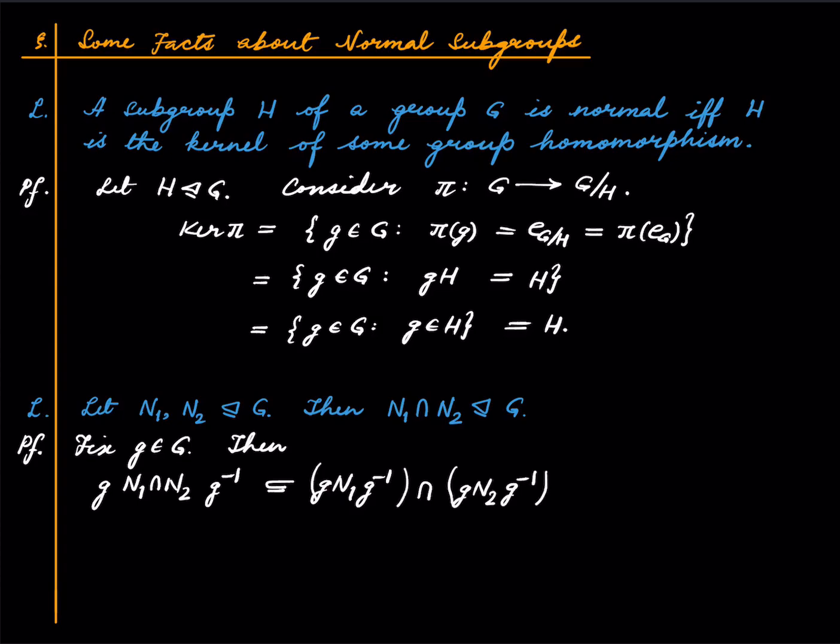But what is the first one? The first one is precisely N1, and the second one is precisely N2, because N1 and N2 are normal. What we have shown is that g(N1 intersection N2)g inverse is contained in N1 intersection N2, and this implies that N1 intersection N2 is normal.